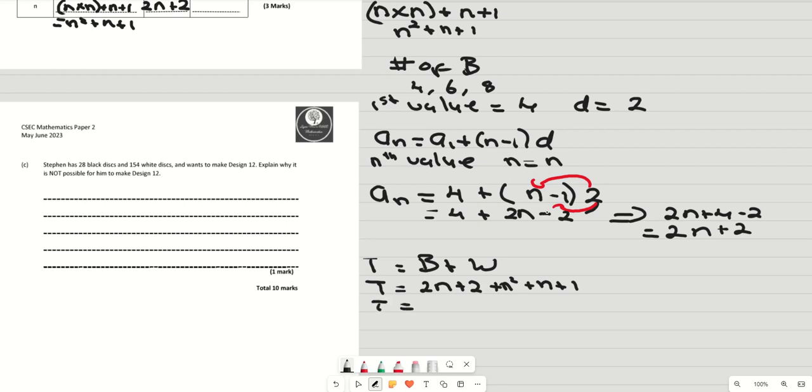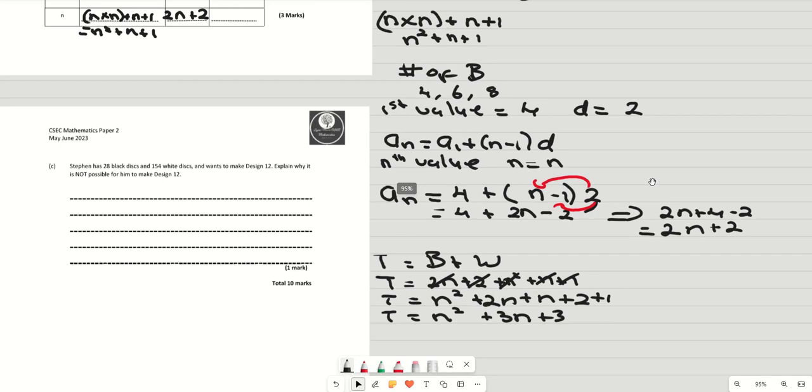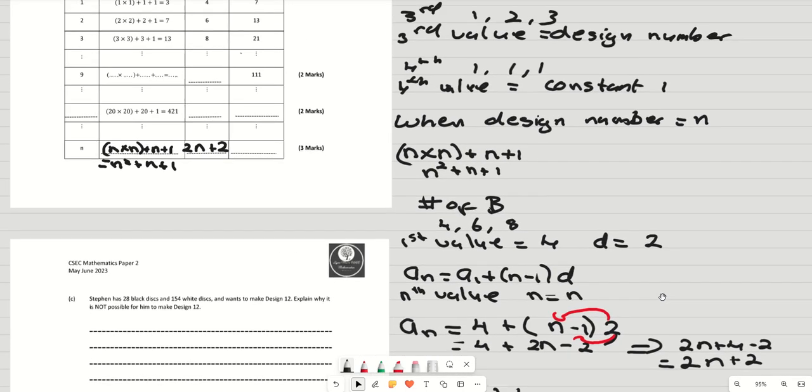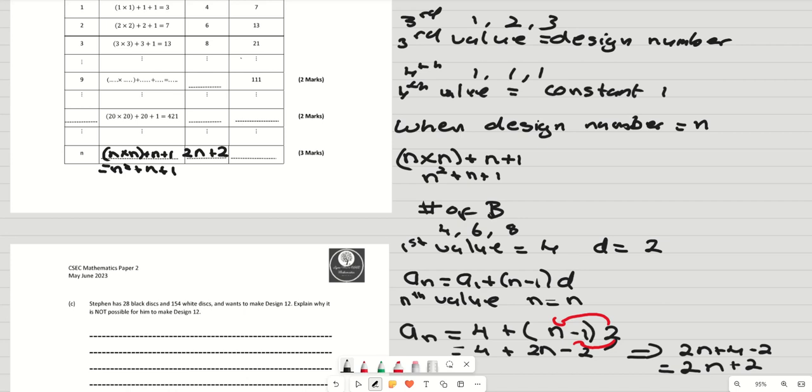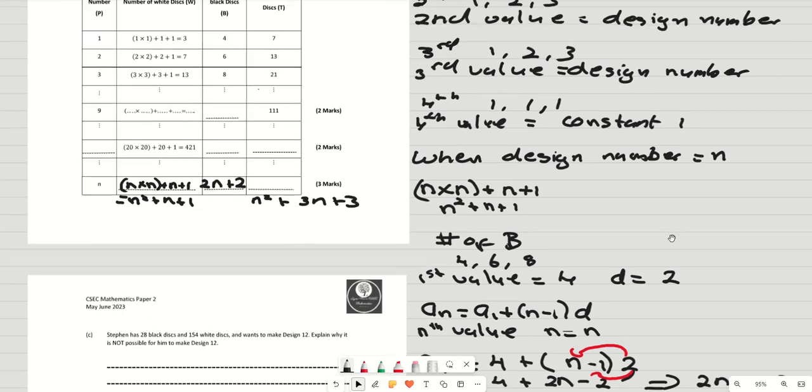So you'll get T is equal to, let's group like terms, so we have n squared plus 2n plus n, plus 2 plus 1. So T would be equal to n squared plus 3n plus 3, and that would be the formula for this. That's n squared plus 3n plus 3. And that is how you would get your formula for T.